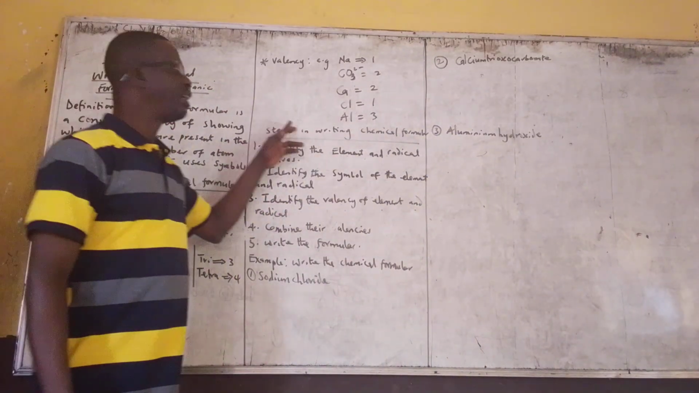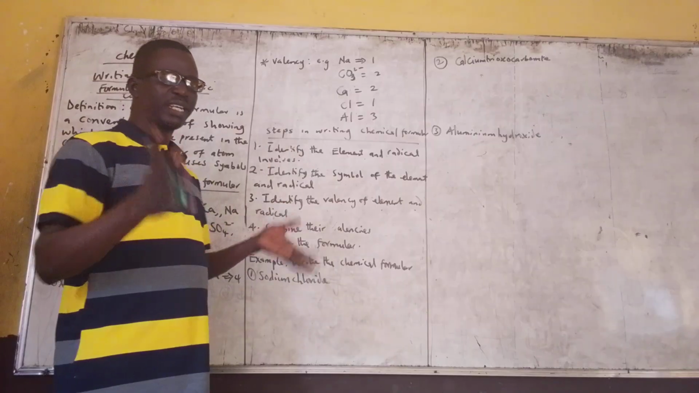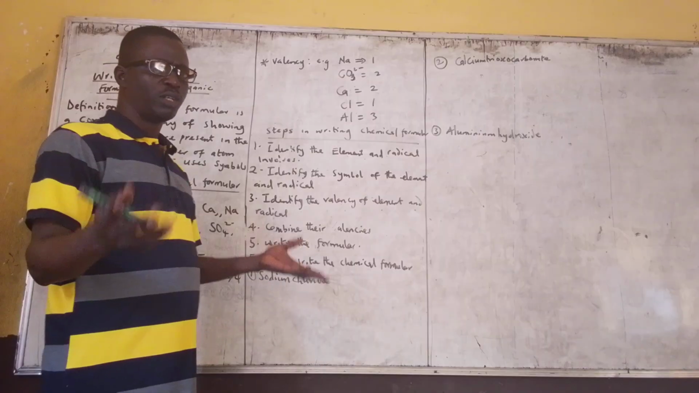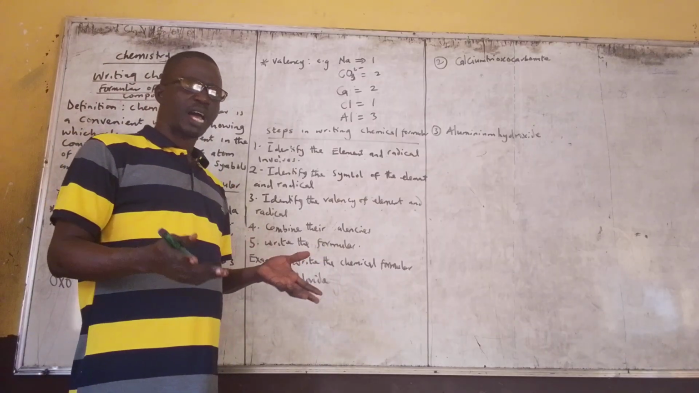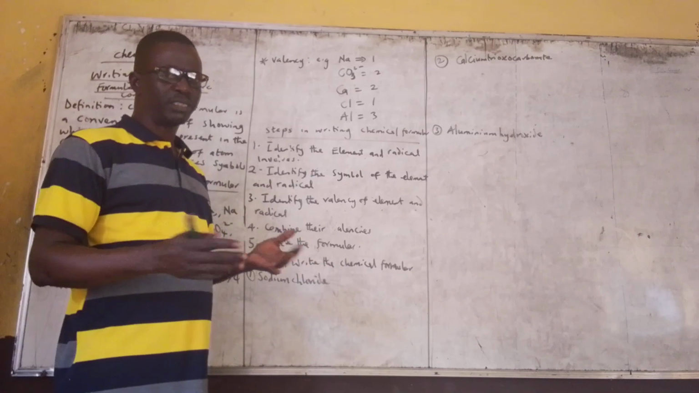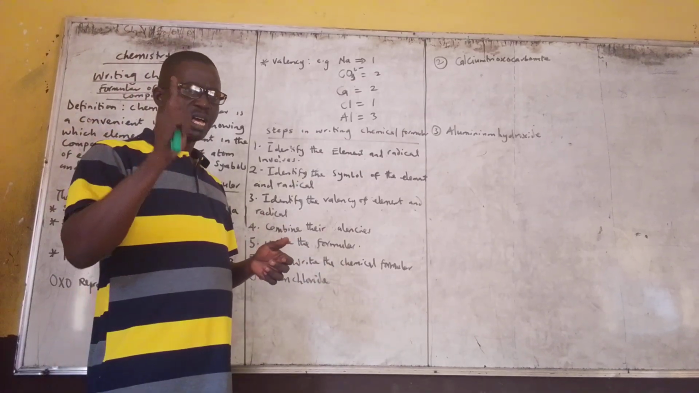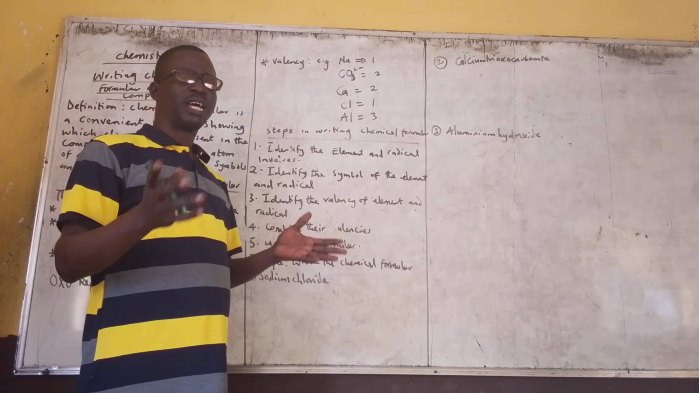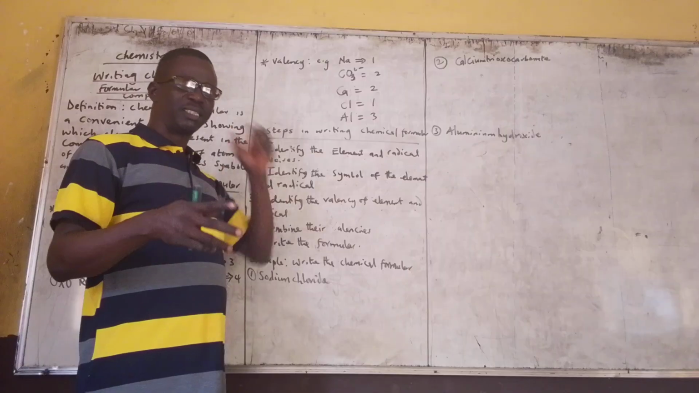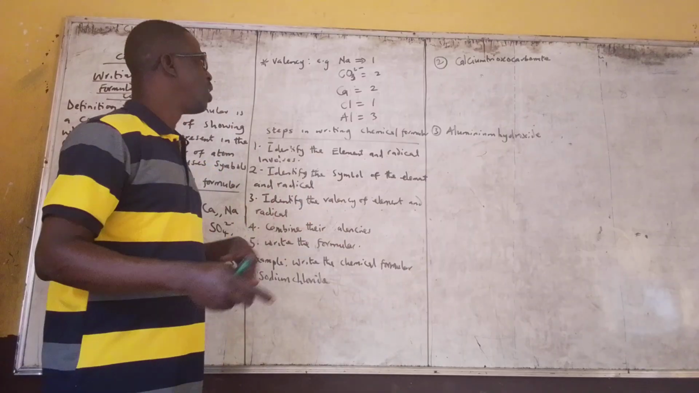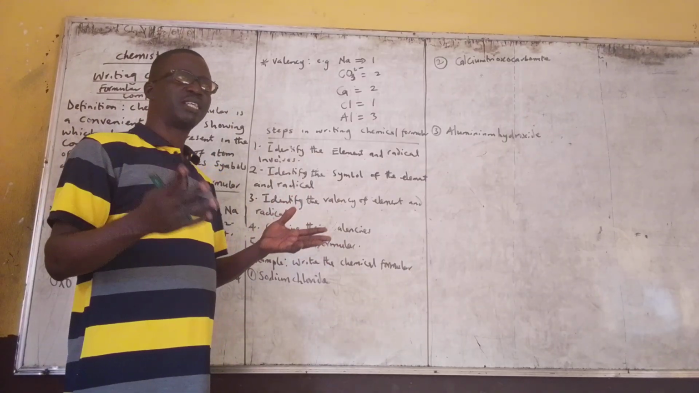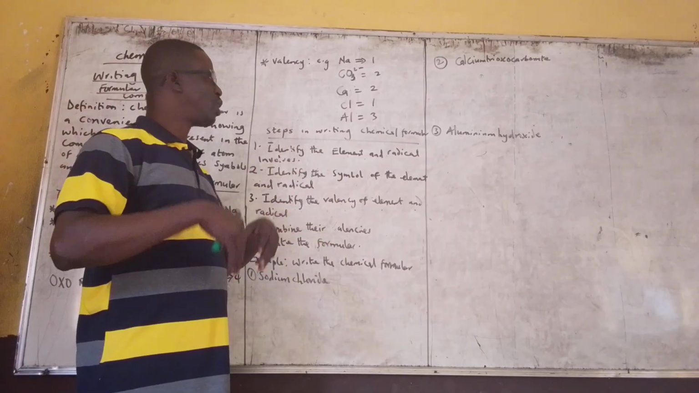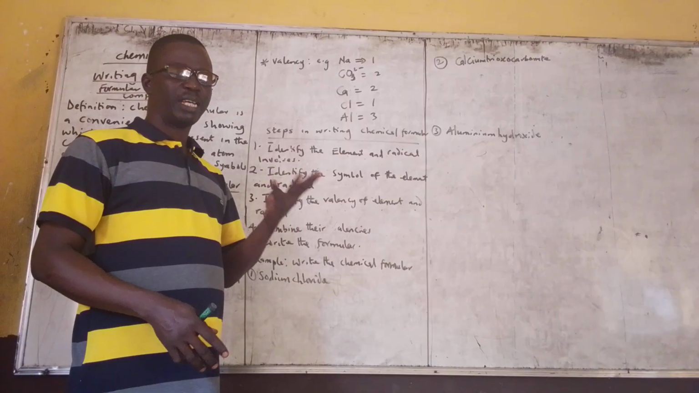Alright, the next one is valency. Valency is the combining power of an element. We have different types. We have univalent elements, those that have only a single valency. We have bivalent elements, which have more than one valency, that is, double valencies. Also we have trivalent, those elements that have three valencies. Then we also have tetravalent, those that have four valencies.